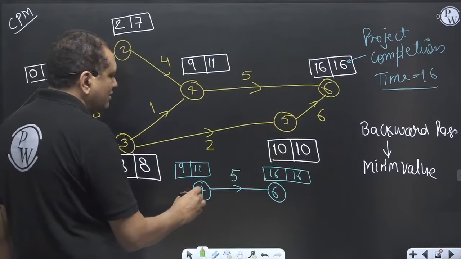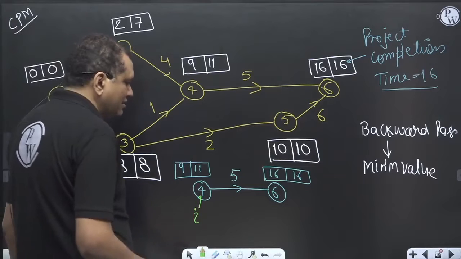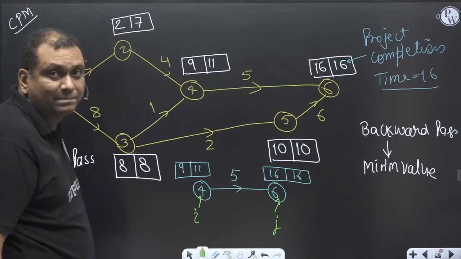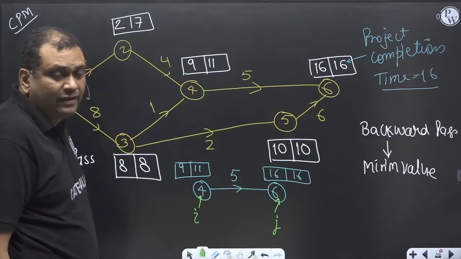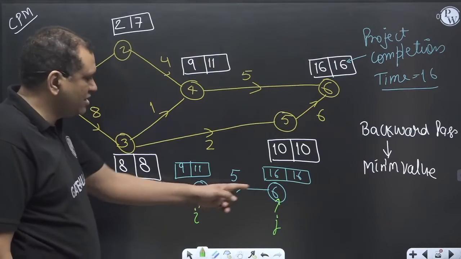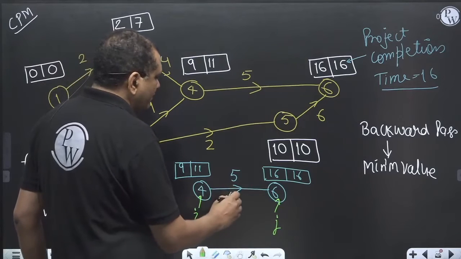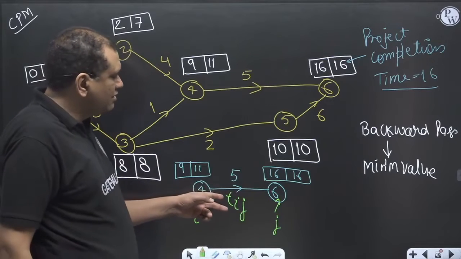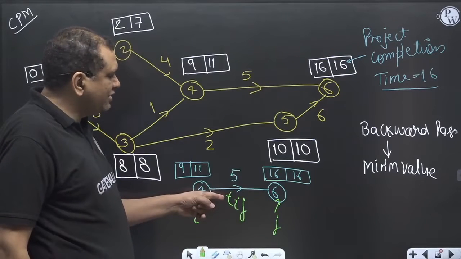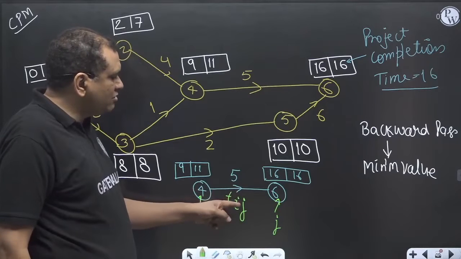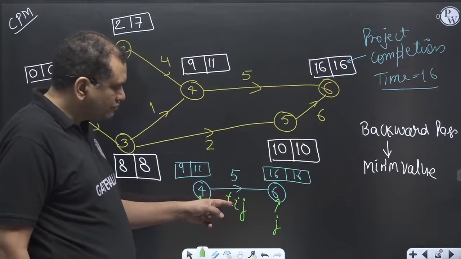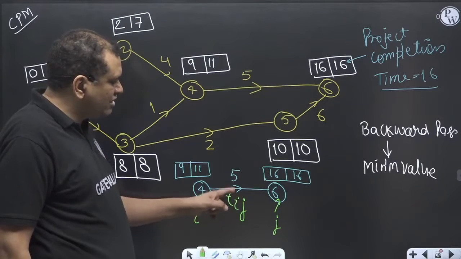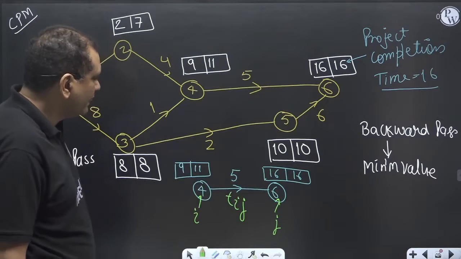Let us say this is the ith node, this is the jth node. Now I am generalizing the thing, ith node and jth node. Tij is the time consumed by activity going from ith node to jth node, and it is 5. Okay?